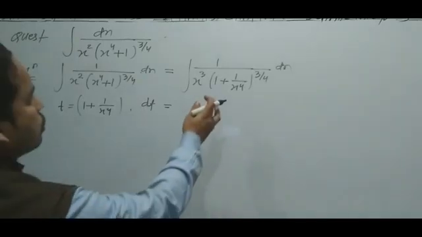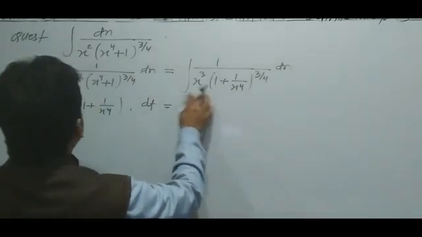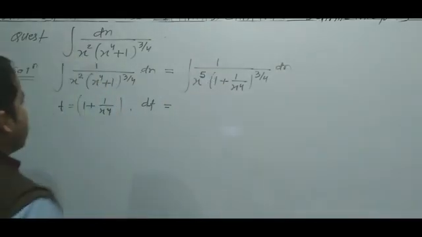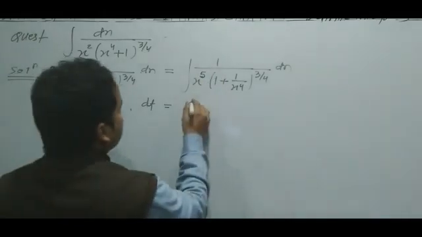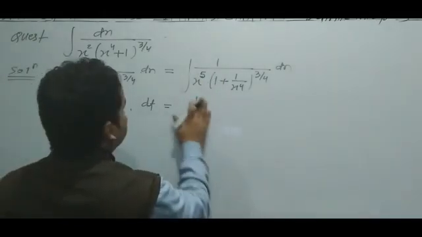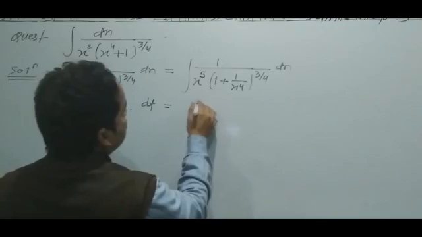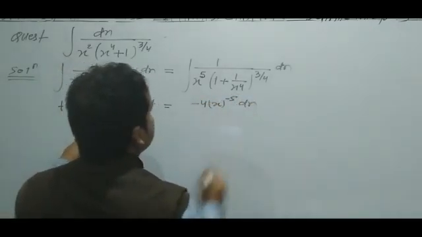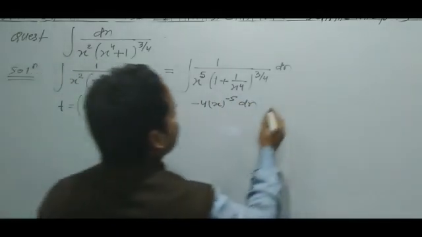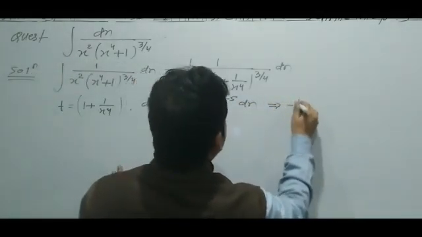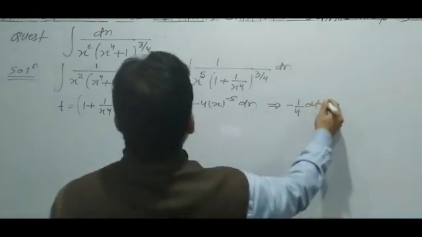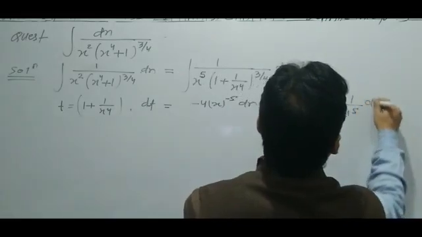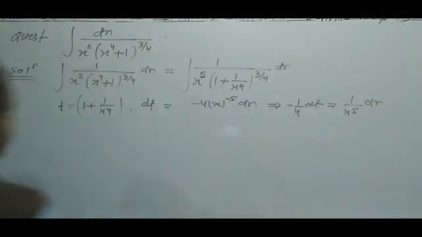When you take x to the power 4, then this will be x cube into x square, so x to the power 5 will be here. So dt is equal to minus 4 x to the power minus 5 dx. So this one we can write minus 1 by 4 dt is equal to 1 upon x to the power 5 dx.